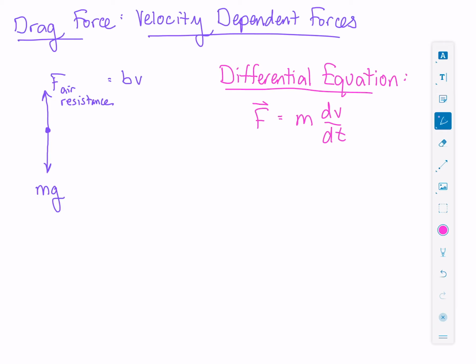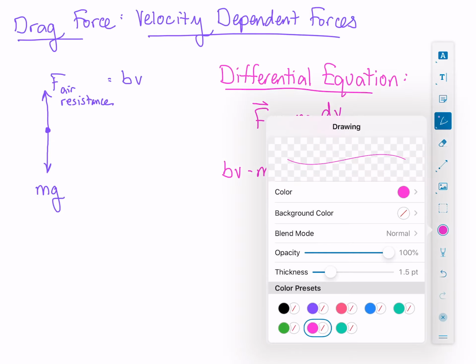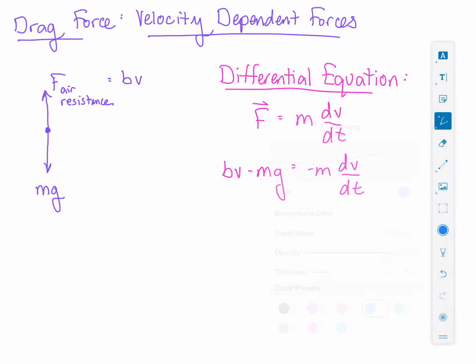The air resistant force is up, force of gravity is down. I'm accelerating downwards. So what I can write is BV minus mg is going to equal negative m dv dt. Essentially, up we made positive, BV is up, mg is down. We are accelerating downwards, so it's equal to negative ma or negative m dv dt. This right here is the equation that explains the motion of this object.